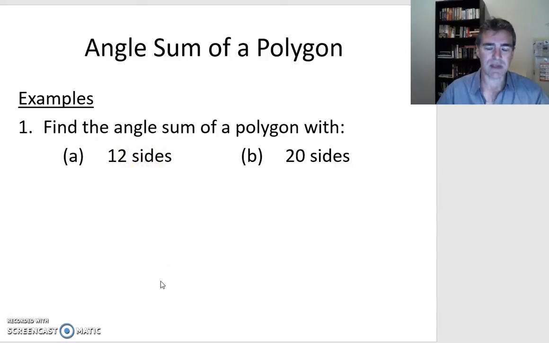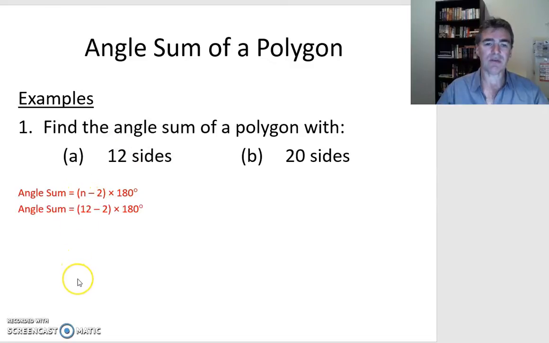So, as I say to you over and over again, first of all, if there's a rule, write the rule. Once you write the rule, substitute in what you know. I know the number of sides is 12, so where I see the n, which is the number of sides, I replace it with 12. The next bit is just a calculator exercise. So get your calculator out, press that in your calculator, and you'll find the angle sum of a dodecagon, which has 12 sides, like a 50-cent piece, is 1800 degrees.